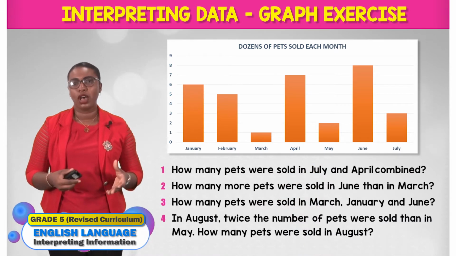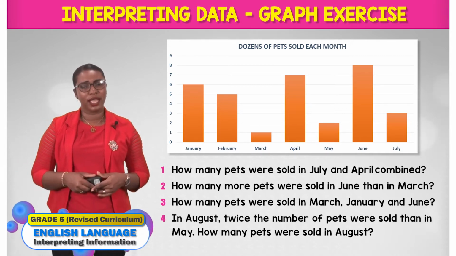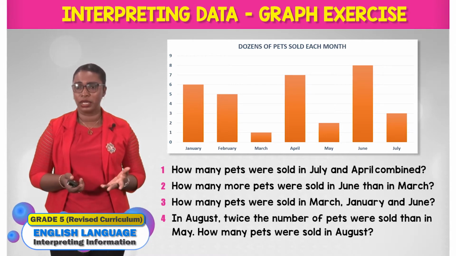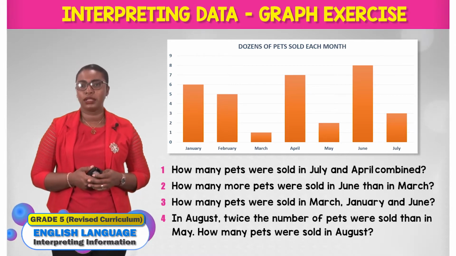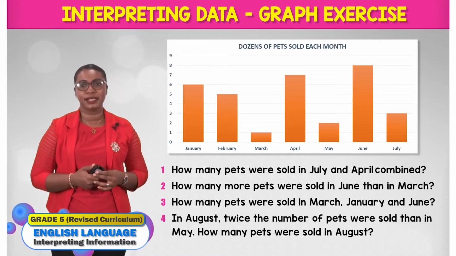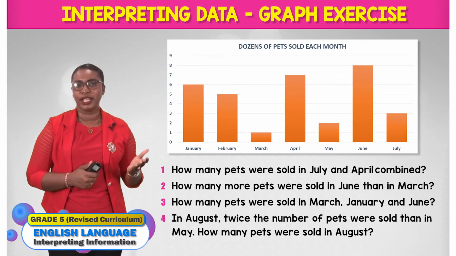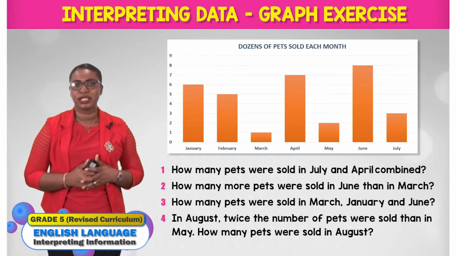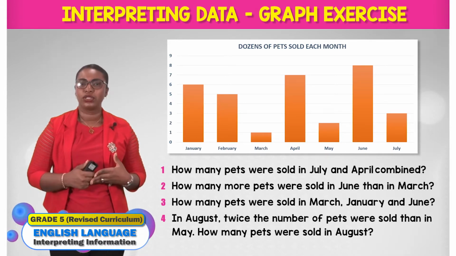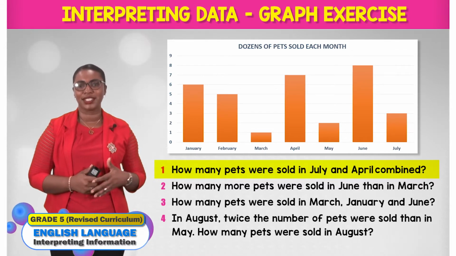First question. How many pets were sold in July and April combined? Now, is there anything telling us directly for April and July combined how many pets were sold? If we look at the bars, we will see that for April, the bar stops at 7. What does that mean? Remember, if you would have read the information given before, it said that the number of pets sold are represented by dozen. So, 1 would mean 1 dozen, 2, 2 dozens, and so on.